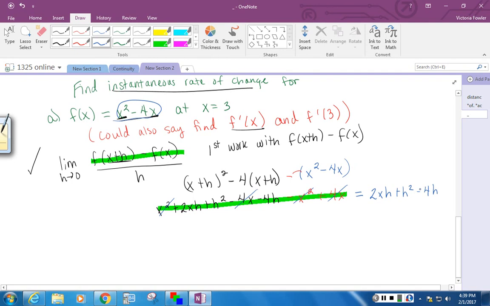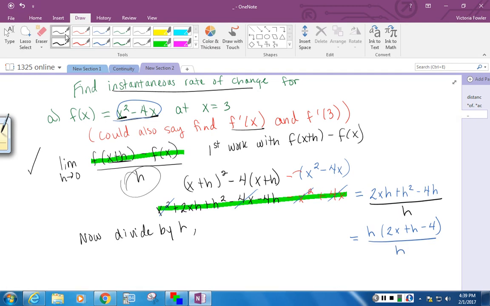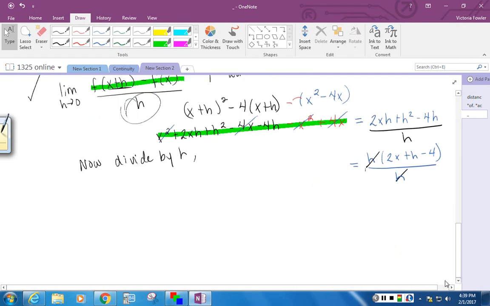Okay, so this is just the numerator. So I'm going to make a note to myself. Now I'm going to divide by h. It says back over here, I'm going to divide that numerator by h. Okay, look in the numerator. You have a common factor of h. I'm going to factor it out. And I see a nice cancellation. The h is in common. So I simplify, and I'm going to get 2x plus h minus 4.